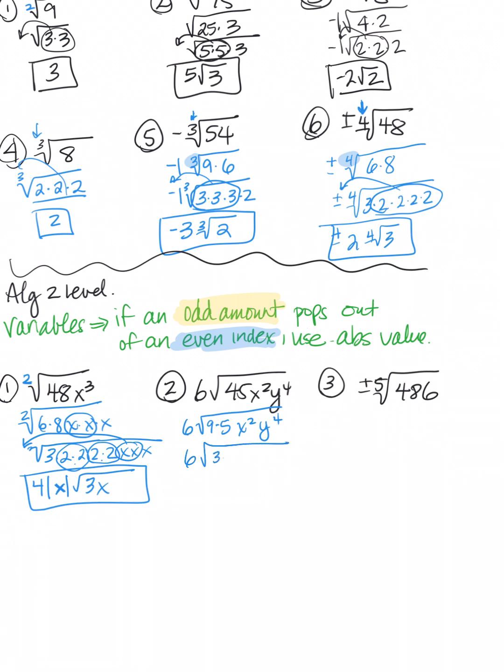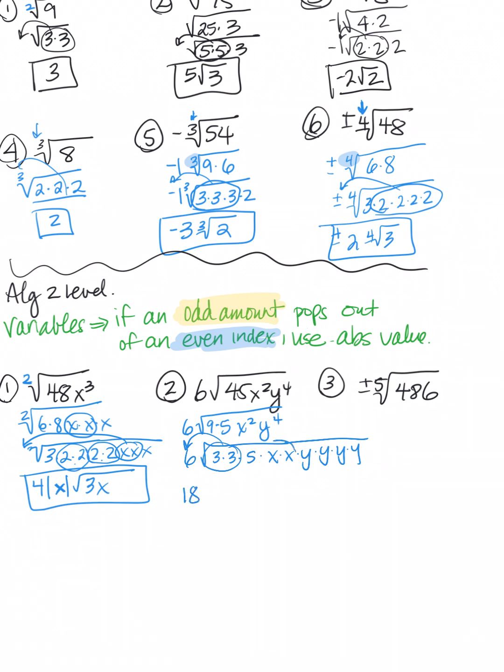6 times 3 times 3 times 5. If you want to write it out, you can. You don't have to. Doing it just for this one example. So let's think about the pairs that we can take out. This 3 can come out, and we'd multiply it by 6. So 6 times 3 would give me 18.